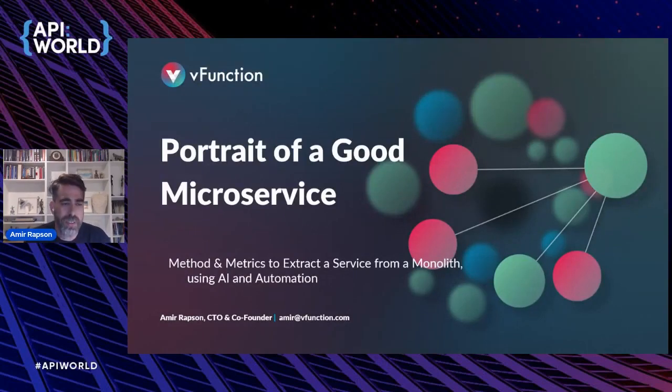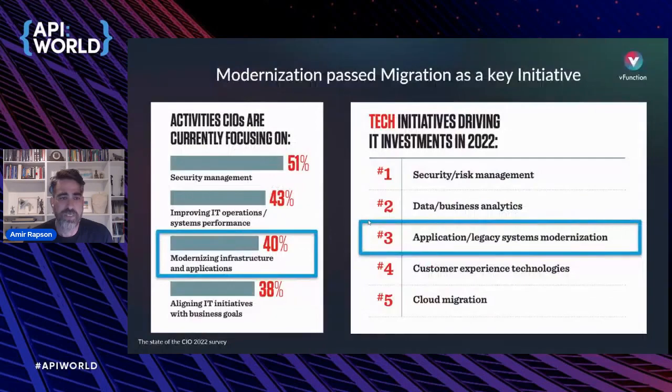Okay. Hi, everyone. So my name is Amir, and I'm the co-founder of vFunction. This is my email over here, and I'm happy to talk about modernizing monolithic applications and using AI and data science in order to solve software architecture problems. If you're interested, feel free to reach out. I want to talk about what is a good microservice and what is the method to really extract a service from a monolith. But maybe let's start first with explaining why you would like to do that.